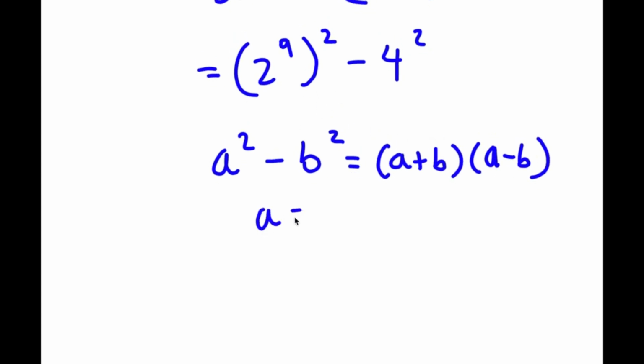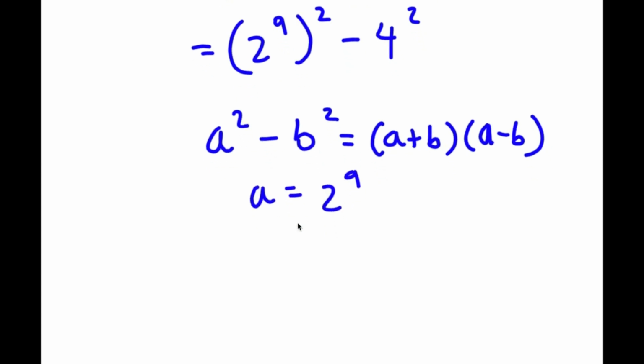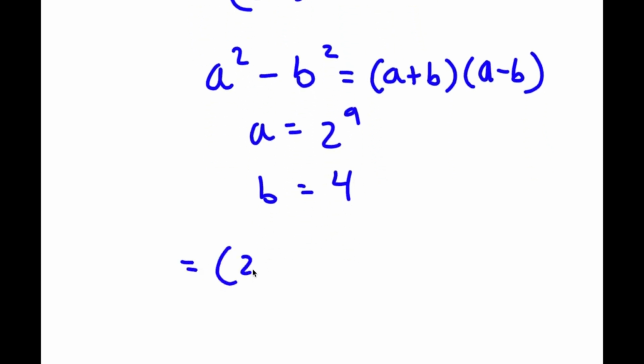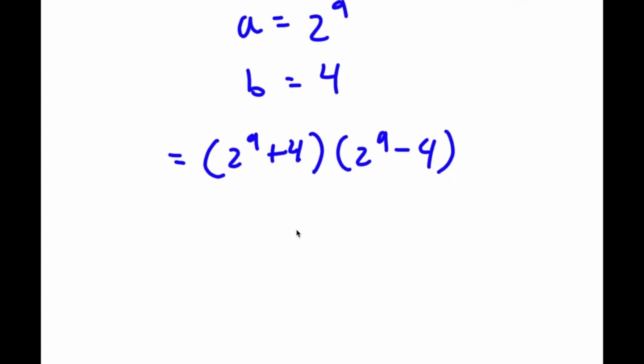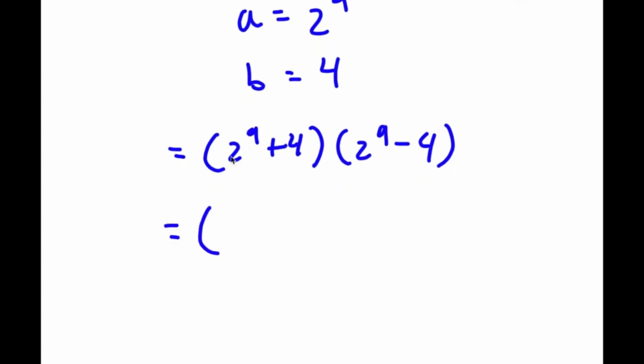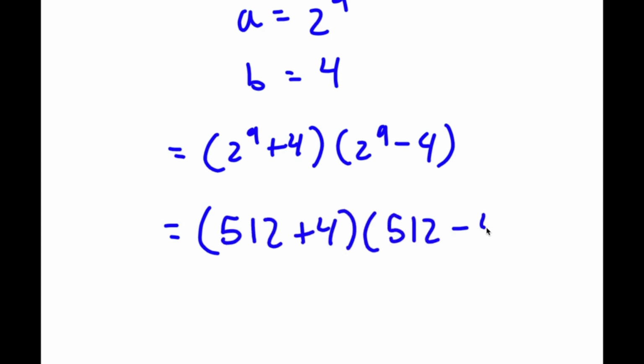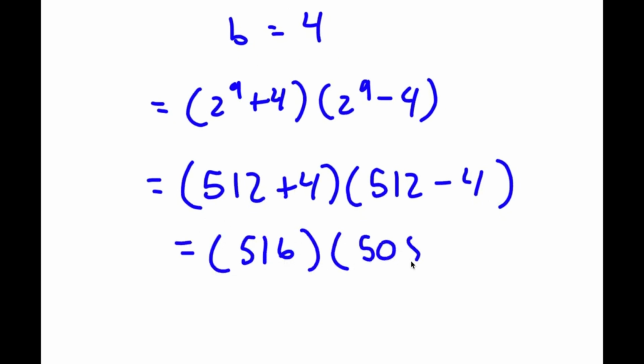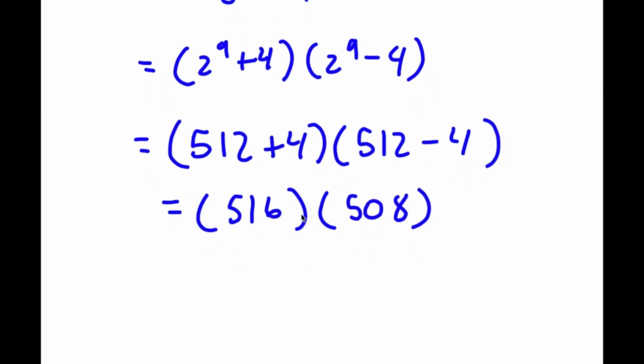So in this case, I can think of a as 2 to the power of 9 and b as 4. So now I have 2 to the power of 9 plus 4 times 2 to the power of 9 minus 4. Now if you guys already didn't know, 2 to the power of 9, that's equal to 512. So now I have 512 plus 4 times 512 minus 4. 512 plus 4, that's 516. 512 minus 4 is 508. So I have 516 times 508.